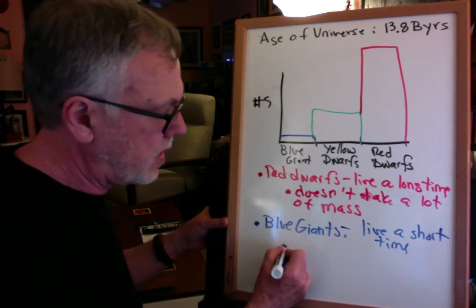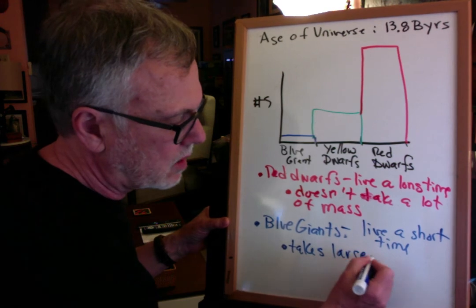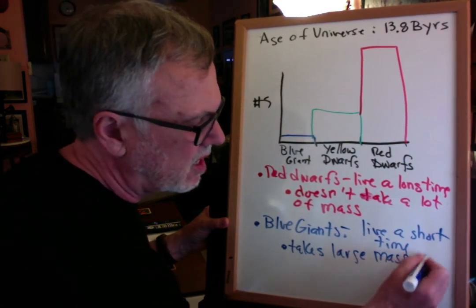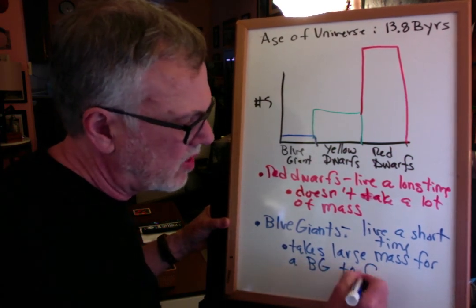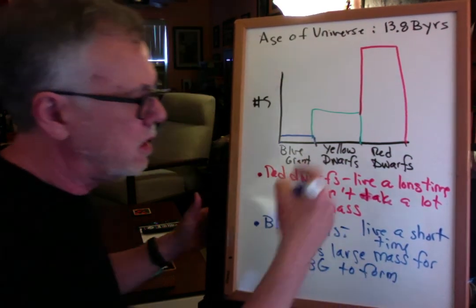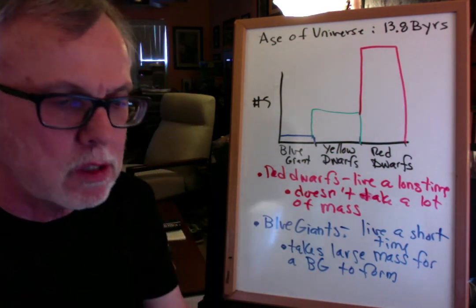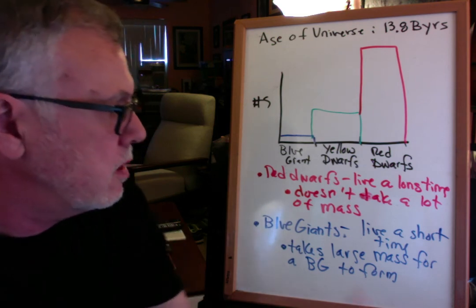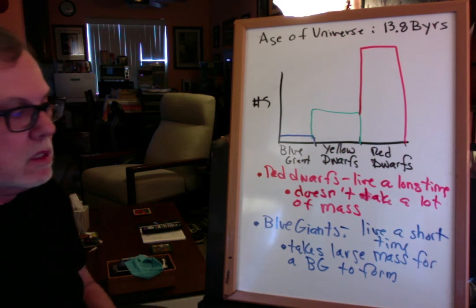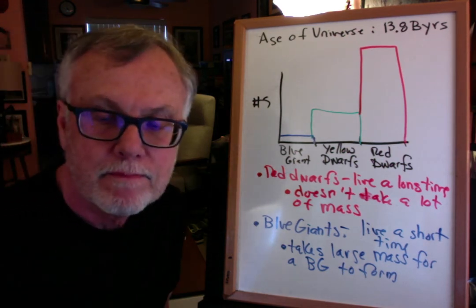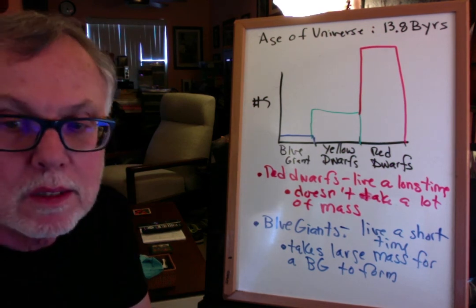And there's another thing. It takes a lot of mass. So it takes large mass for a blue giant to form. That's less probable than a red dwarf. So when I look at stars that are born, the most probable stars will be the red dwarfs. The least probable stars will be the blue giants. And so the issue here is, why don't we see all those red dwarfs?